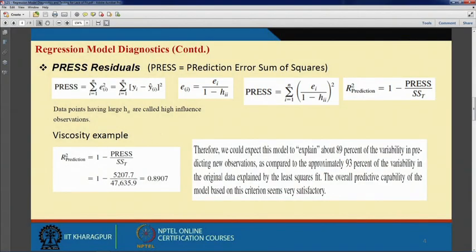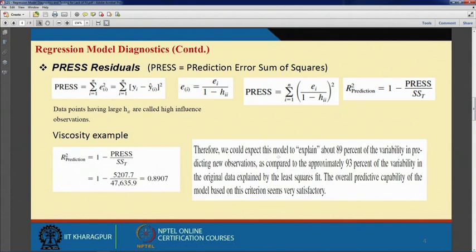So the viscosity example, which I have discussed earlier. Here, when we computed R square using R square equal to 1 minus SSR by SST, we got the value 0.93. Now, when we use R square prediction using the PRESS statistic, this R square prediction value comes to 0.89. So what is the conclusion here?